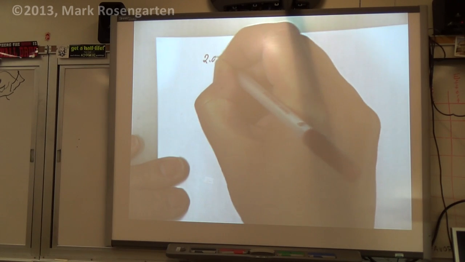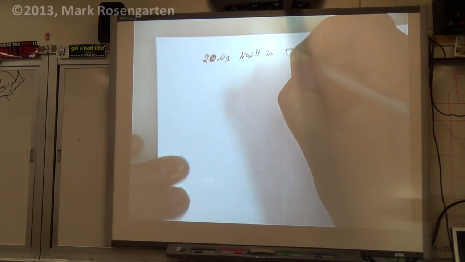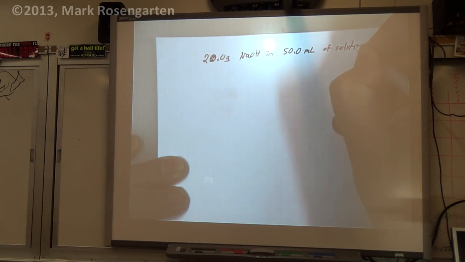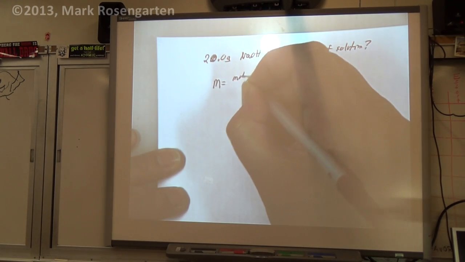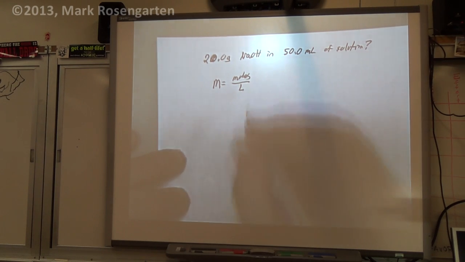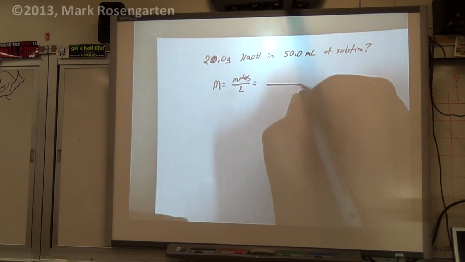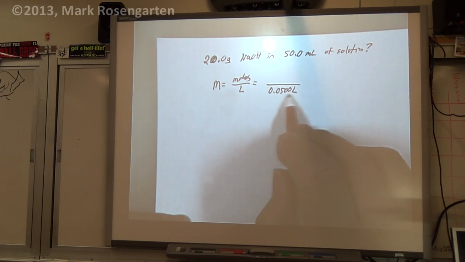For example, let's suppose we want to find the molarity of 20.0 grams of NaOH in 50.0 milliliters of solution. Well, molarity is equal to moles divided by liters. The only problem is we don't have moles and we don't have liters. So what we have to do is look up the formula mass of sodium hydroxide, and we also have to convert milliliters to liters. Well, that part's easy. Divide this by 1,000, you get 0.0500 liters. All right, 3 sig figs, and we keep those 3 sig figs.